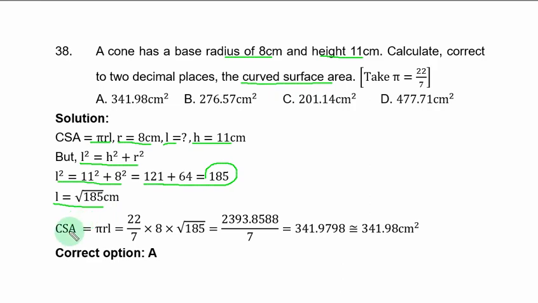So the curved surface area is equal to pi r L, that is equal to 22 over 7 times the radius 8 times the slant height, square root of 185. So if you check the square root of 185, multiply it by 8, multiply it by 22, you have this value over 7. If you divide, you have this. To 2 decimal places, we must consider 97. The next number is 9, it's more than 5. Round it up to 1. If you add 1 to 7, it becomes 8. So you have 341.898 square centimeters as the curved surface area. A is the correct option.